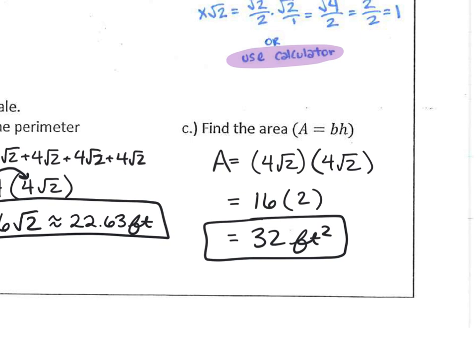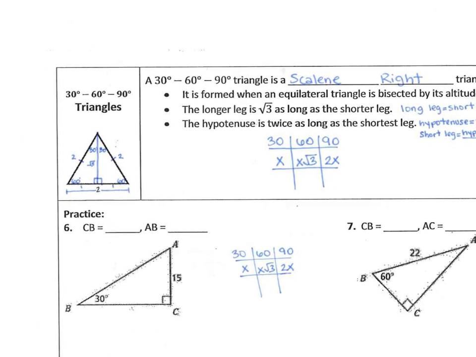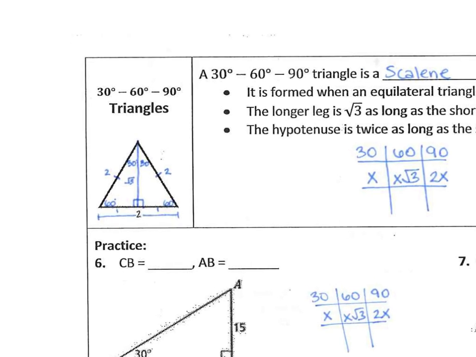Okay, let's take a quick pause and let's see if we get this. So grab your whiteboards back again. I'm gonna put some problems up on the screen and I want you to answer on your whiteboards. Now that we've practiced the 45, 45, 90, our second special right triangle is called a 30, 60, 90 triangle.